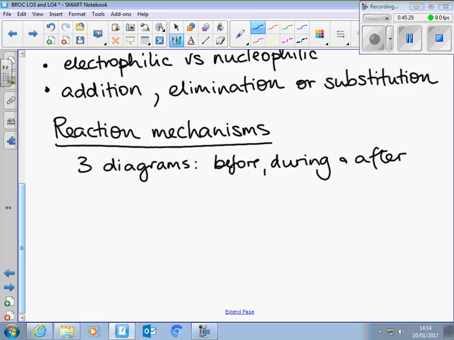So the curly arrows bit is not only in the during bit, but that's where we're actually showing what's happening. And then you'll see that the next page is all about drawing mechanisms. Yay. So, electron rearrangements and curly arrows.